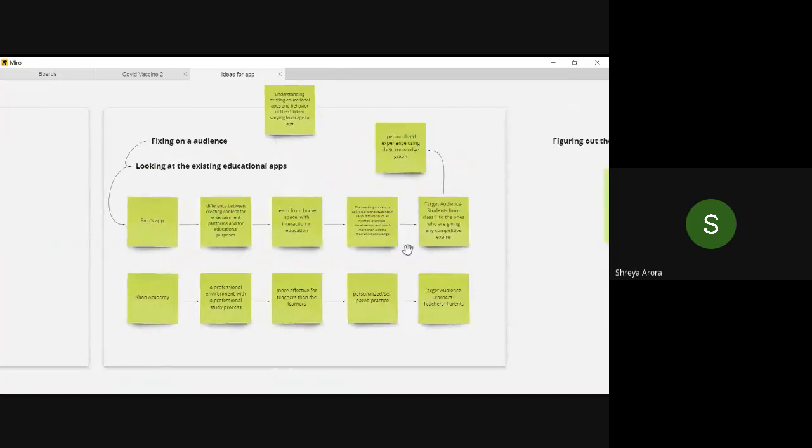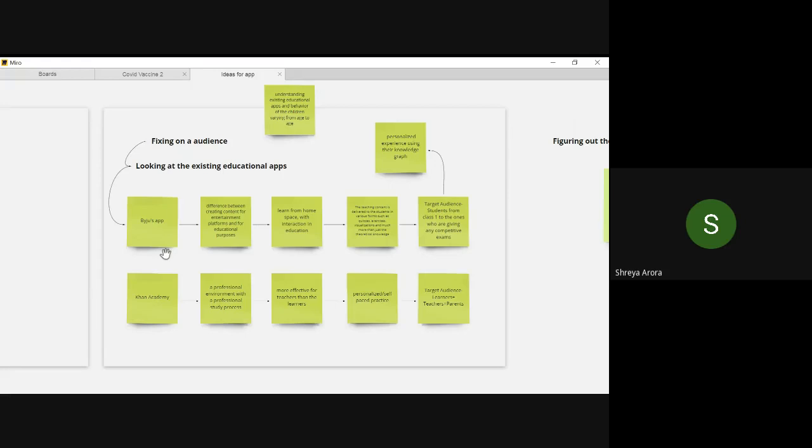So having figured out a little on the problem statement, I also looked at existing educational apps to understand how the process of storytelling in education works. And for this, I looked at Byju's and Khan Academy and understood how distinctive and different approaches they take while teaching the students.